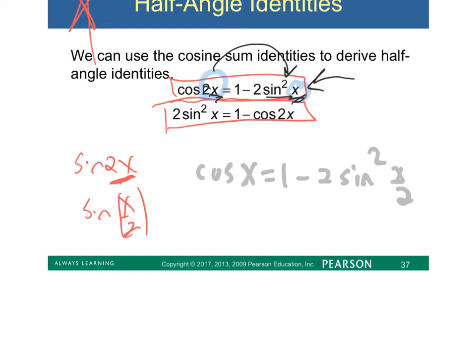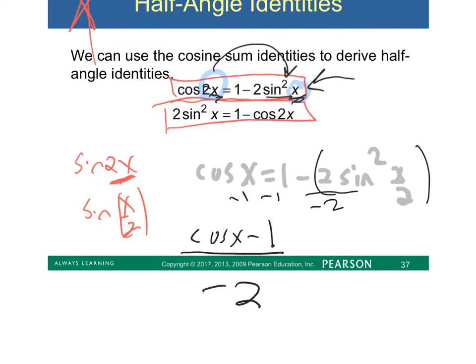So I'm going to solve it for this side right here. That means I'm going to subtract 1 from both sides, then divide both sides by a negative 2. So far that looks like this. Cosine of x minus 1, divided by a negative 2, will equal sine squared x over 2.